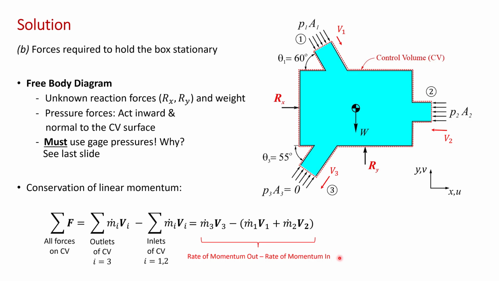For example, this is how a jet engine works. A jet engine takes in air at low momentum and pushes it out at very high momentum to produce thrust.